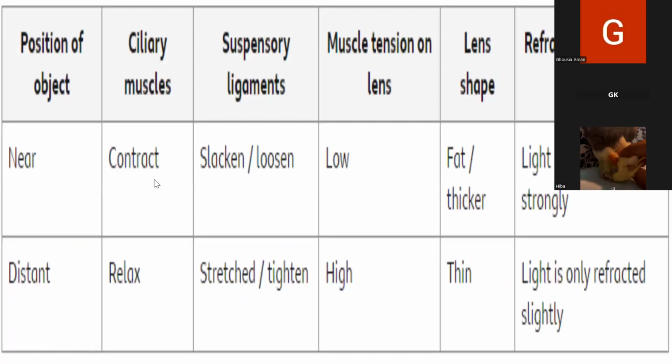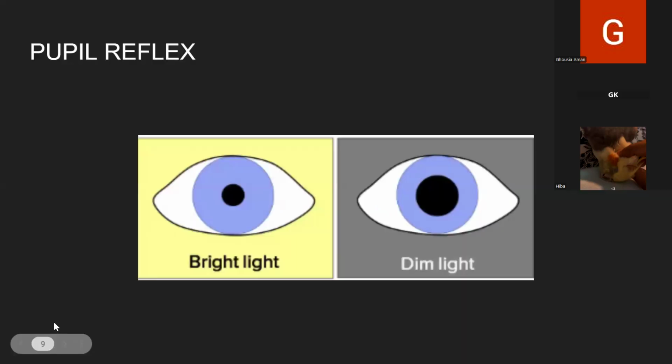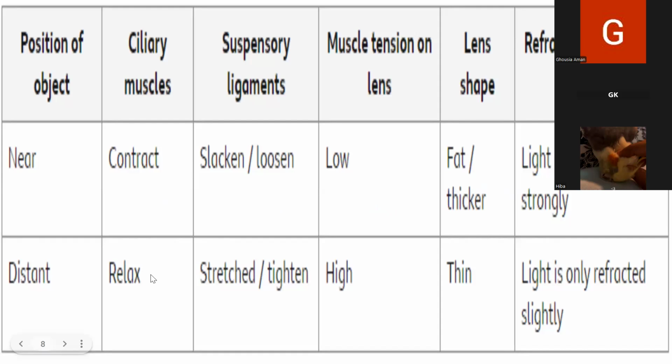So here, written: when you are looking at a near object, ciliary muscles contract, suspensory ligaments relax, and your lens will become fatter. And when you are looking at a distant object, the ciliary muscles will relax, suspensory ligaments will contract, and your lens will become stretched, thinner.